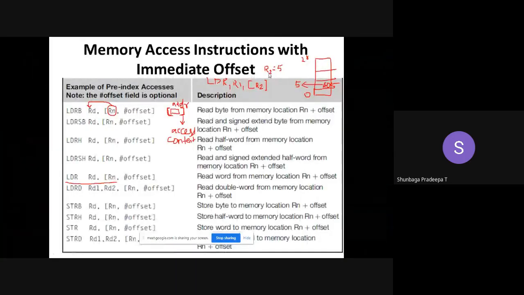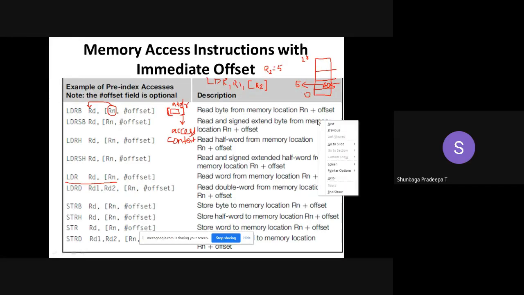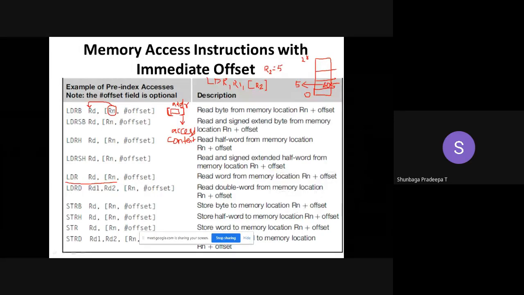So my R2 register is 5. So it is pointing to the address 5. So this is the address 5. What is the data contained in address 5? What is the data I have written? It is 40. So what will my R1 be loaded with? It will be loaded with 40. So this is how you run. Okay? Is it clear?